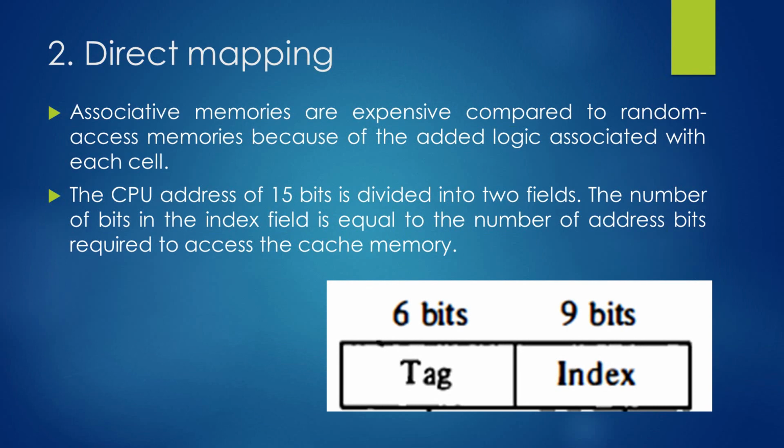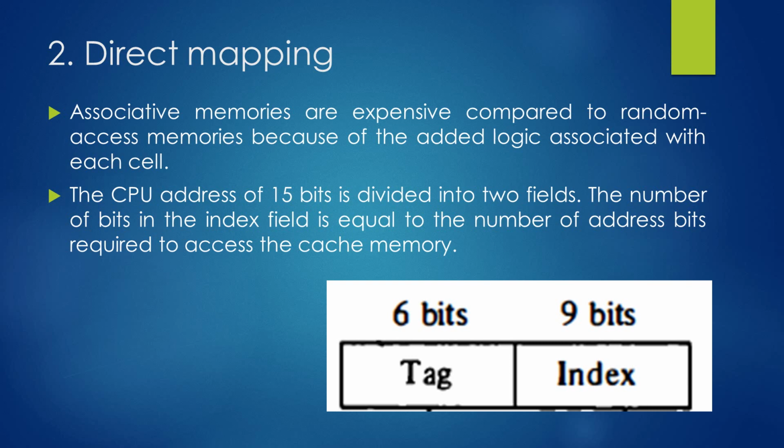Now let us see what is direct mapping. Associative memories are expensive compared to random access memories because of added logic. So we are trying to go to a different approach of memory mapping, that is also known as direct mapping.